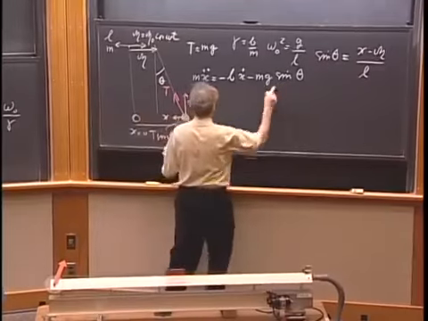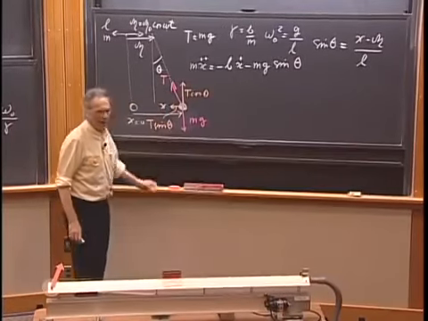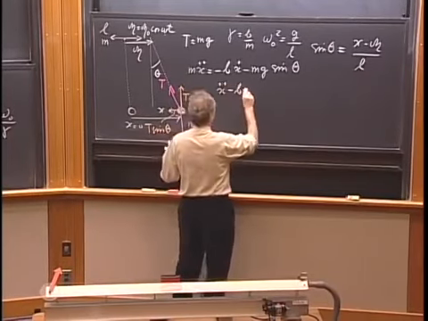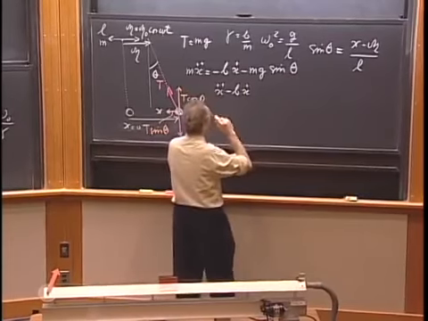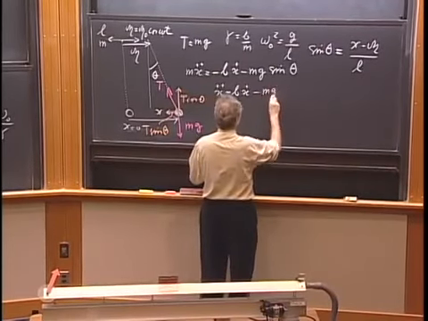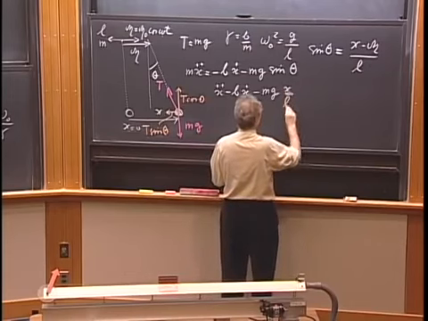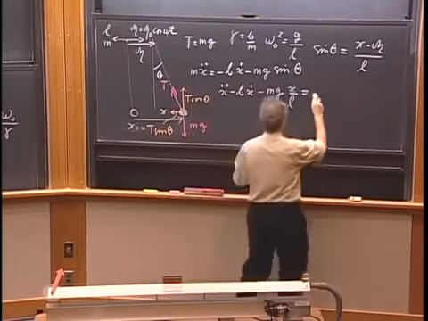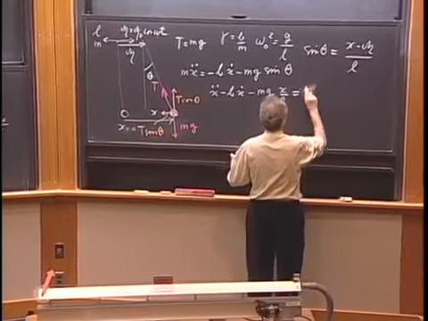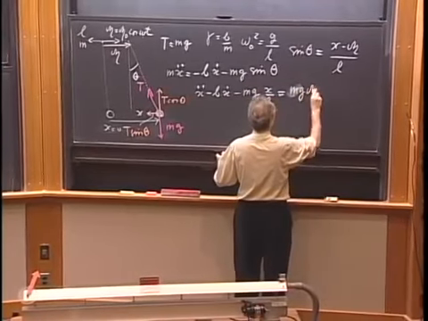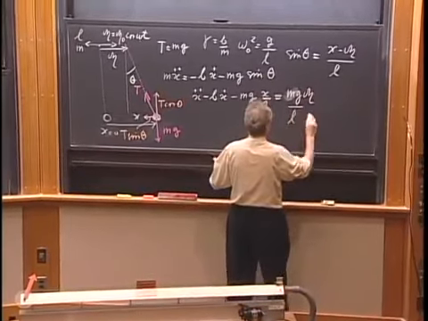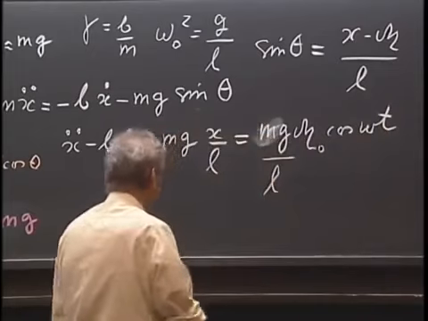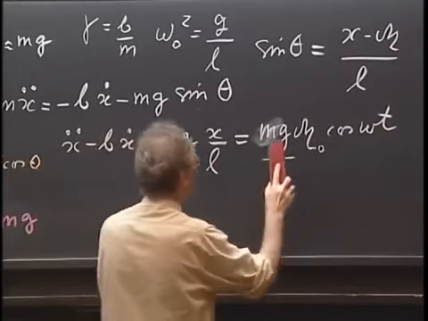And so I'm going to substitute that in here, and I'm going to divide by m. No, let's not divide by m yet. Let's just say m x double dot minus b x dot, and now we get minus mg times x over L. And now we bring Walter Lewin to the other side. And so we get plus mg times eta divided by L, and eta is eta 0 times cosine omega t. Because I am moving my hand, that eta is a function of time.